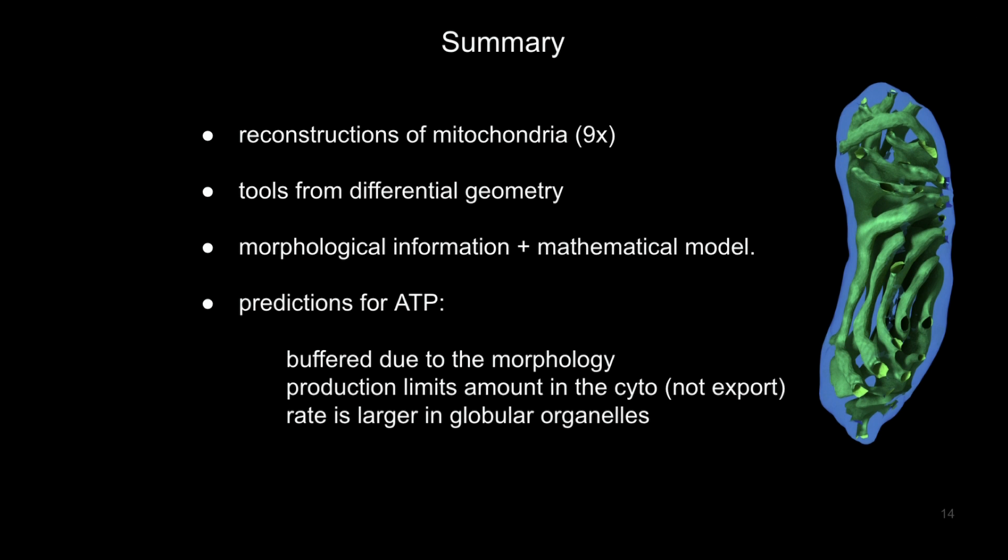Some of the predictions of the models are that ATP is buffered at the cristae due to the morphology. And also, one thing that I didn't show you today, but was a conclusion from one of the publications, is that we tried to understand whether the export of ATP is limiting the amount of ATP in the exterior, and it's actually the production that limits the amount of ATP outside. And lastly, the rate of ATP production is larger in these globular organelles.